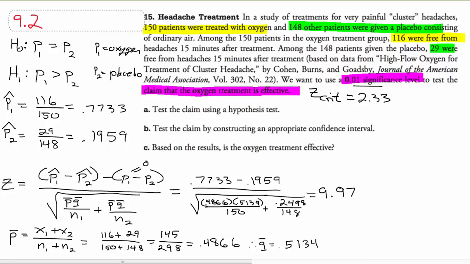We could also calculate the p-value based on a z-score of 9.97. That p-value is going to be really, really close to 0, which is, of course, less than 0.01. And we reject based on that as well.